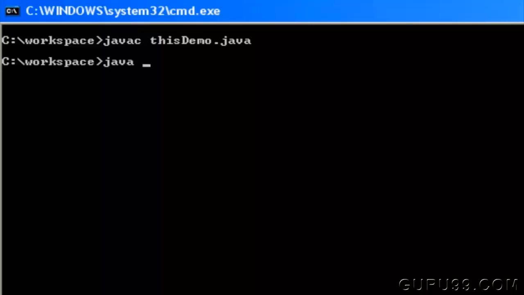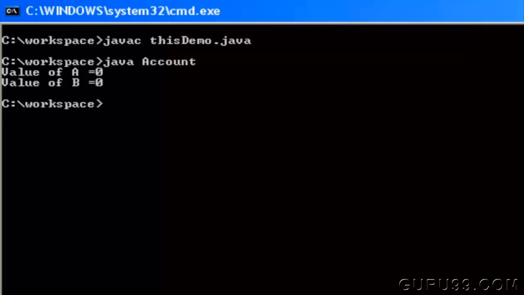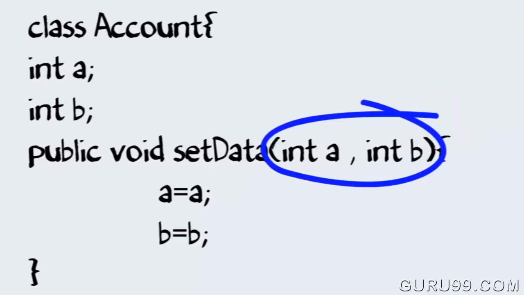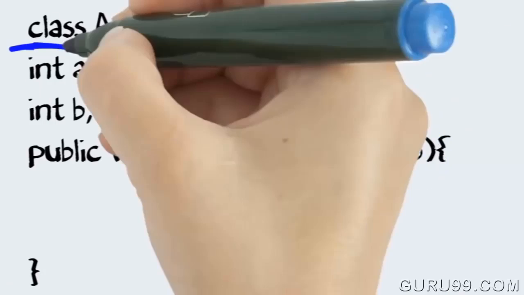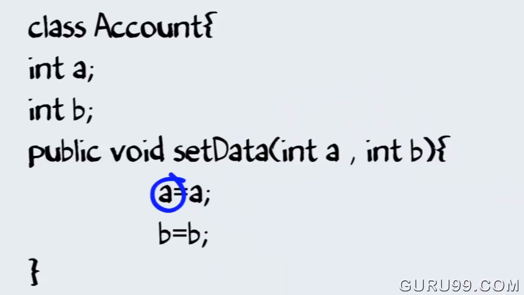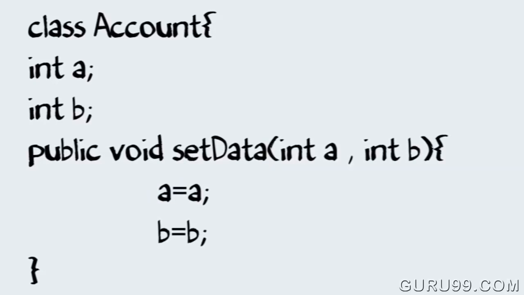Our expected output, A and B, should be initialized to the values 2 and 3, respectively, but the value is 0. Why? Let's investigate. In the method setData, the arguments are declared with names A and B, while the instance variables are also named A and B. During execution, the compiler is confused whether A on the left side of the assigned operator is the instance variable or the local variable. Hence, it does not set the value of A when method setData is called.